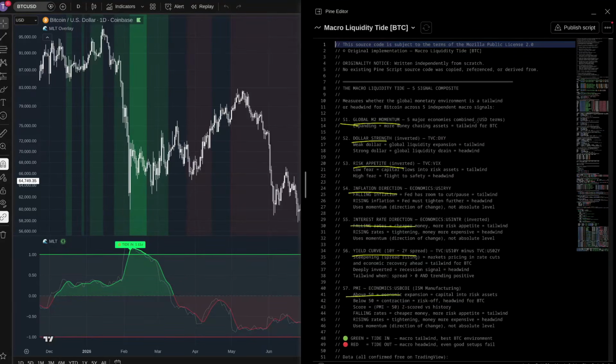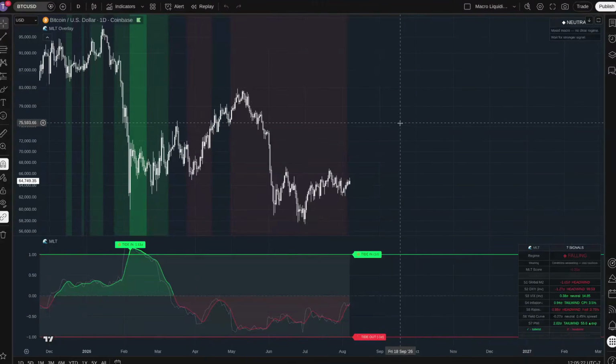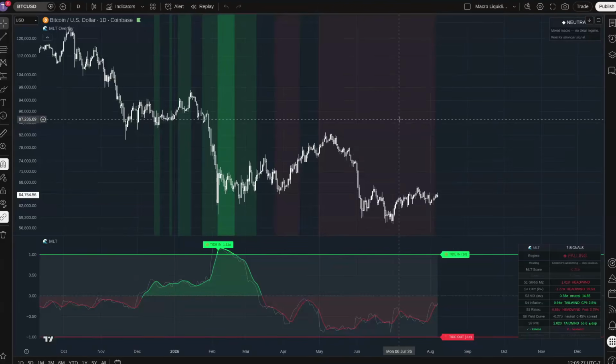Guys, these are the data points that institutions use to tell where the direction of the entire market is heading. And now you have the power of all that combined data, one easy to read metric for Bitcoin. And if you don't have this on your chart, you could be missing out a lot of money, leaving a lot of profit on the table.